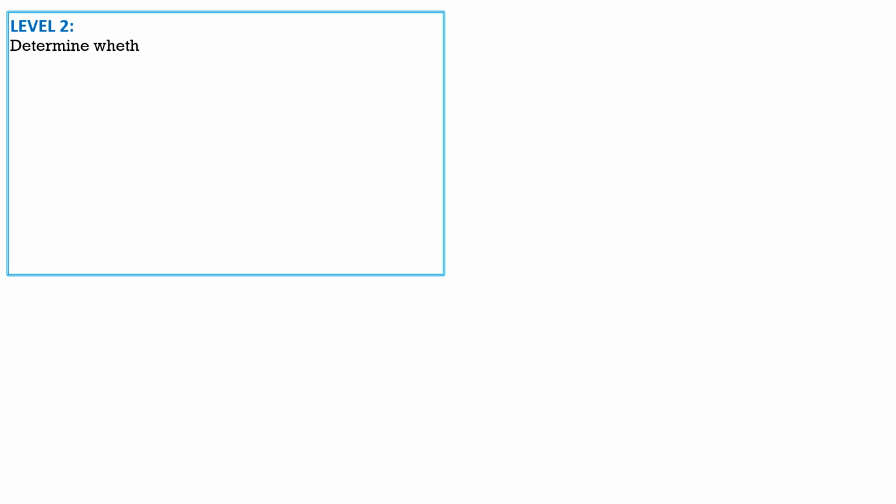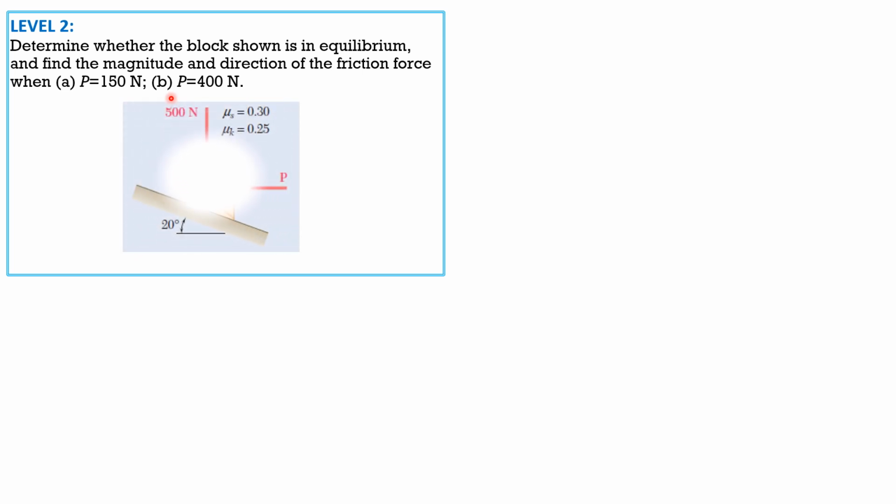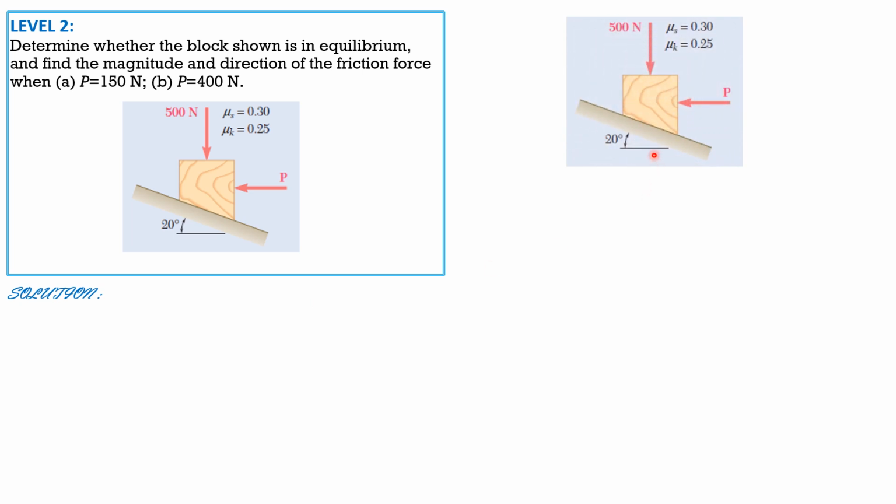Level 2 problem: determine whether the block shown is in equilibrium and find the magnitude and direction of the friction force when part A, P is 150 newtons, and part B, P is 400 newtons. So here's the figure. For the solution, let's draw the free body diagram, and let's superimpose the normal and the tangential axes in this figure as shown.